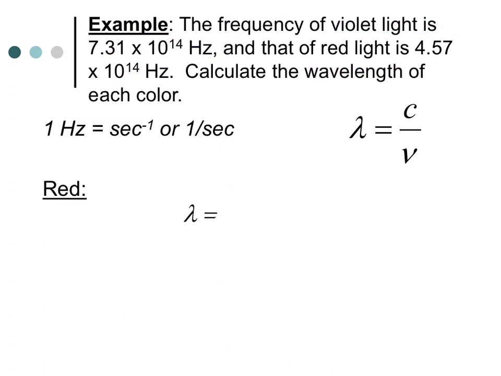Now let's do this for the red light, which has a frequency of 4.57 times 10 to the 14th hertz. So that frequency would be what we plug in for nu. We're going to calculate the wavelength just like we did on the last example with the violet light. The c is still the same. It's still the speed of light, a constant of 3 times 10 to the 8th. So let's start setting this up. What should we plug in on the top?